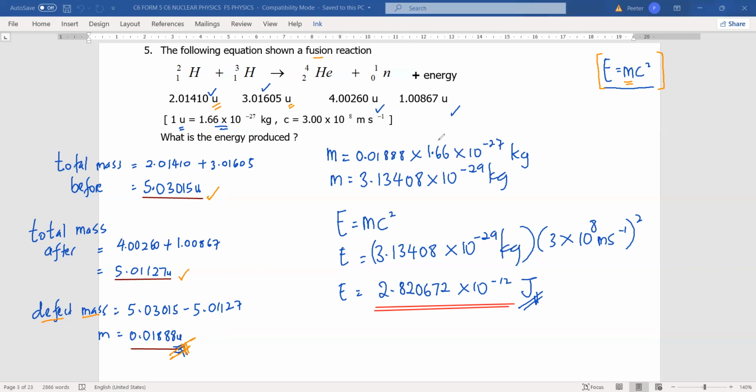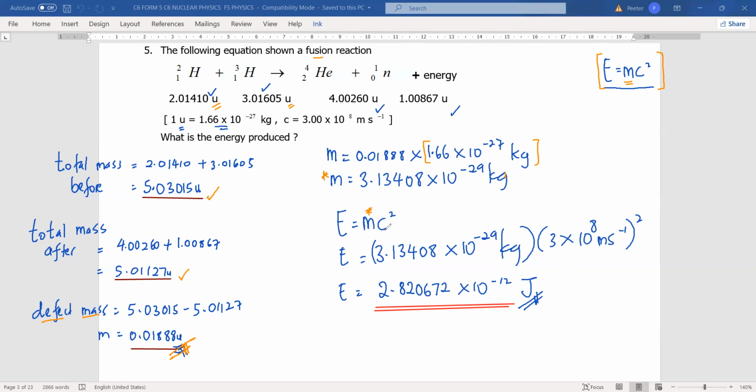How to change the atomic mass unit to kilogram? Always multiply by this value. This value will be given. So take the defect mass in atomic mass unit, 0.01888, times this value, you get the mass in kilogram. You can only use the formula once the mass is converted to kilogram. So it's in kilogram now.